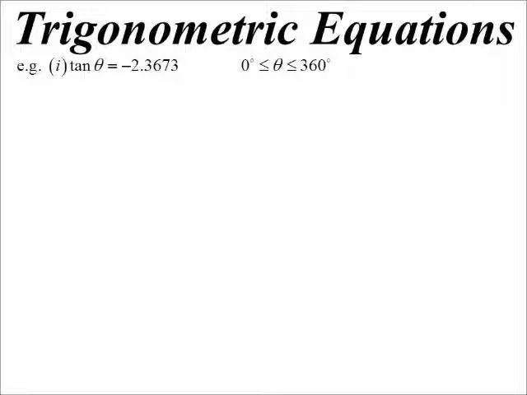So they usually give us a domain to search. 0 to 360 is the most common, because that being, of course, one complete circle, or one complete revolution, I should say, around the unit circle. So the first step: locate the quadrants. I know I'm in the second or the fourth because tan's negative.